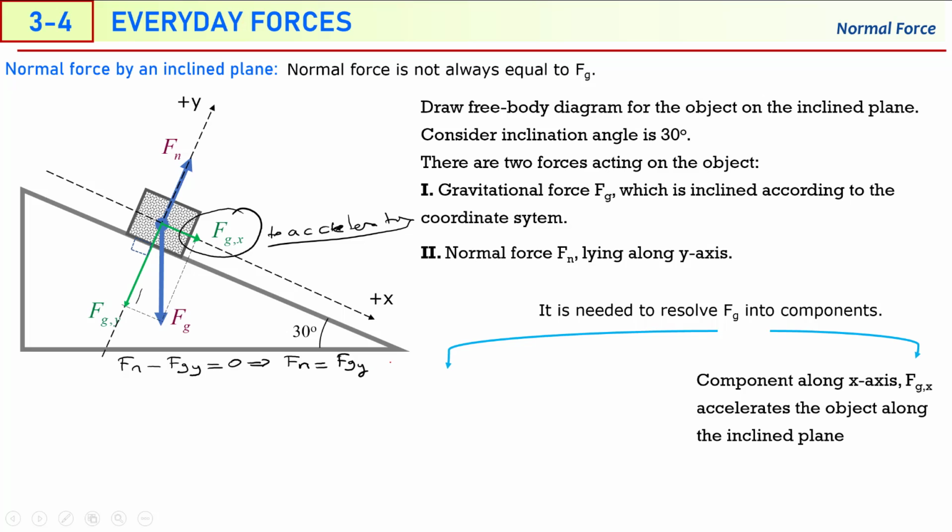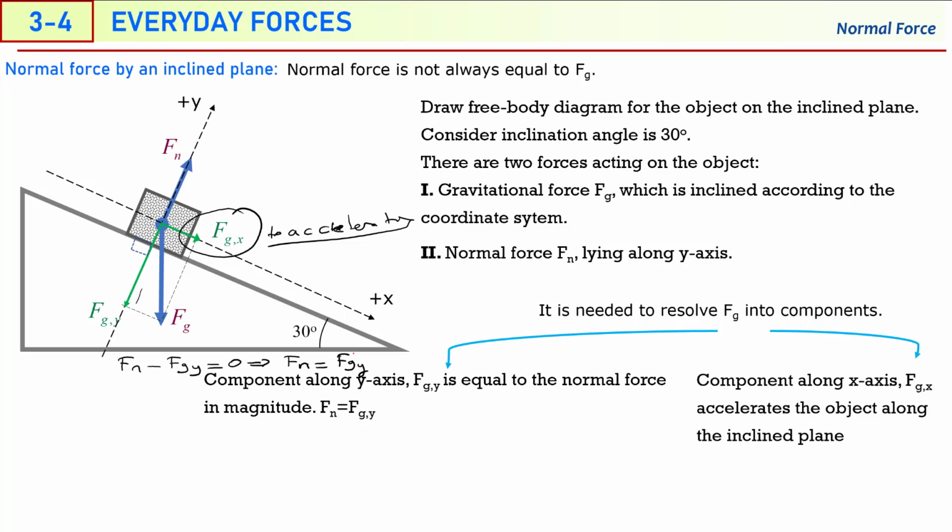This tells you that Fn is equal to Fgy in magnitude. Fn in here is not equal to Fg. Fn in here is equal to the y component of Fg. Now I need to calculate its magnitude. How can I calculate the y component in terms of Fg? I need to know the angle between Fg and the xy coordinate system. I need to know this angle or that angle. I have to calculate one of them. After that, I can calculate the magnitudes of Fgx and Fgy.